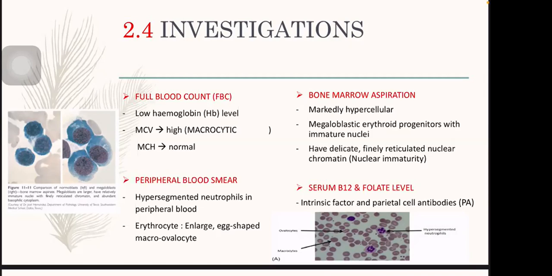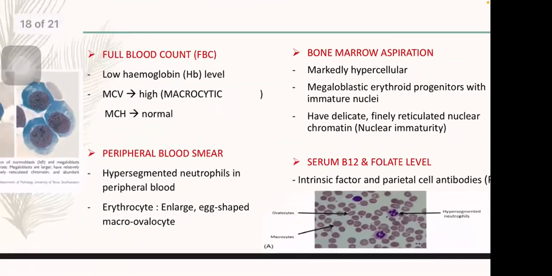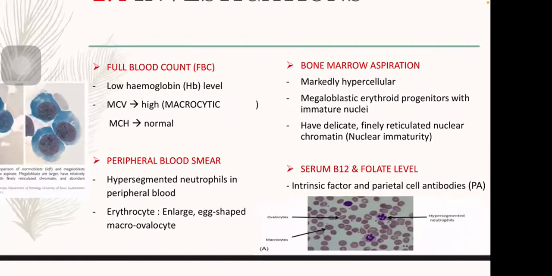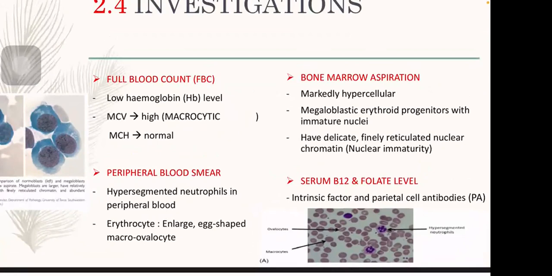And also, as you can see in the pictures at the bottom right side, it shows enlarged erythrocytes and also macrocytes or ovalocytes, egg-shaped erythrocytes. Next, bone marrow aspiration also can be done, but it's quite displaced by other tests. If bone marrow aspiration has been done, it can show marked hypercellularity with megaloblastic erythroid progenitors with immature nuclei.